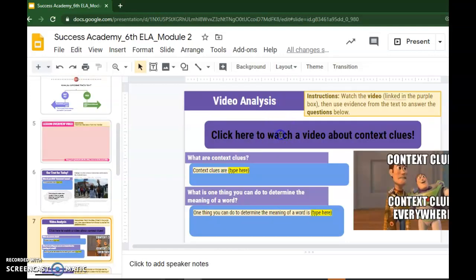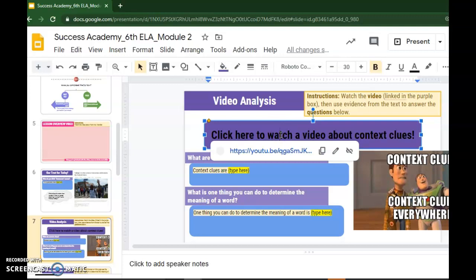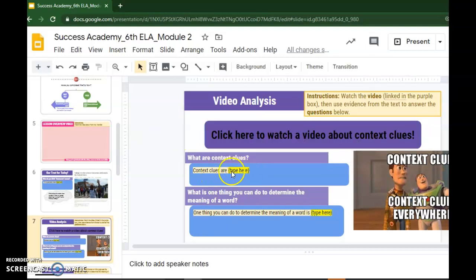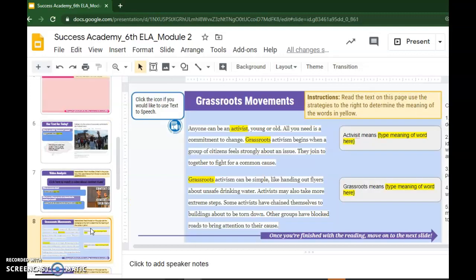To start, you're going to watch this kind of silly video about context clues and then answer these two questions. What are context clues? And then what is one thing you can do to determine the meaning of a word? So like one strategy you can use that's said in the video. After you are done with that, you are going to find out the meaning of words by using context clues.